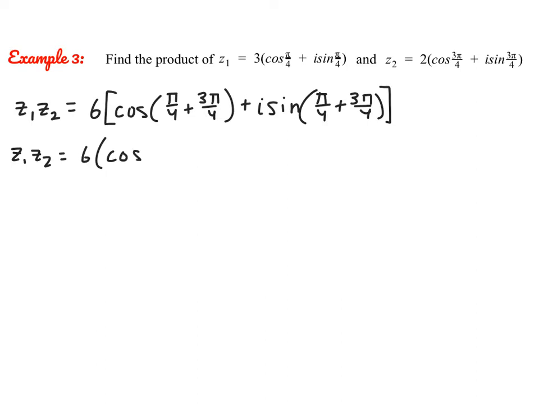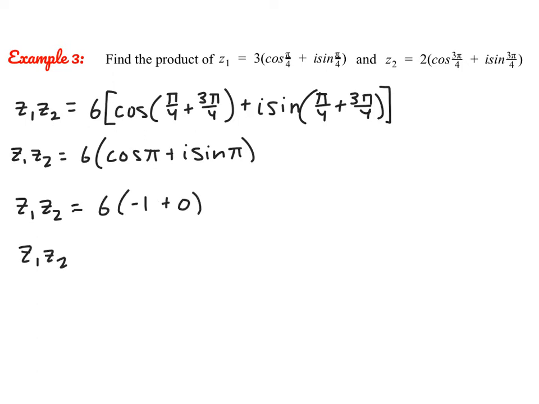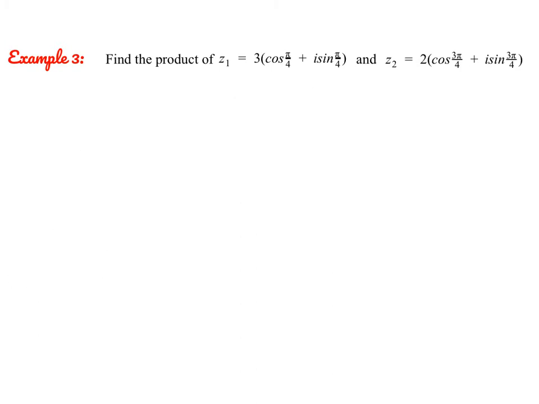So we will have the cosine of pi plus i sine of pi. So we have 6 times negative 1 plus 0. So the product of those two complex numbers is simply negative 6. So remember, multiply your r's and then add up your angles and then just simplify from there.